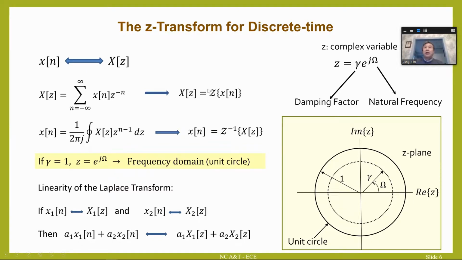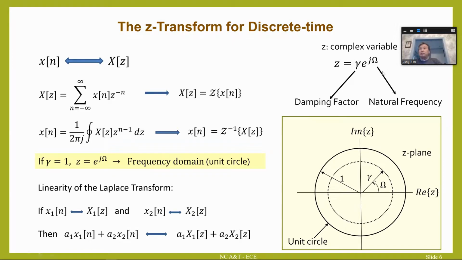Z is a complex variable, exactly the same as the S domain, but in the S domain, S has a physical meaning in rectangular or Cartesian form. But in the case of Z, discrete time, the polar representation has the physical meaning. So this is gamma e to the j omega. This omega is a discrete omega, it's not like the continuous omega. So this is discrete omega, okay?